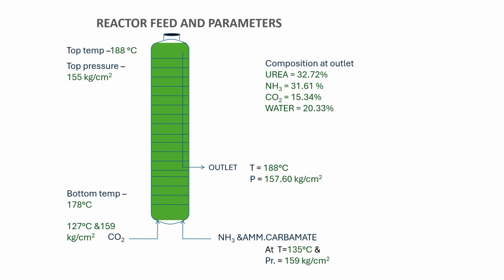It's a reactor which has internal trays, where the trays are generally provided to give the residence time for the reactions to occur, and the reaction occurs at these pressures. And once the reaction occurs, we will get the urea. Around 32% urea is generated at the outlet stream, and the rest is carbonate.